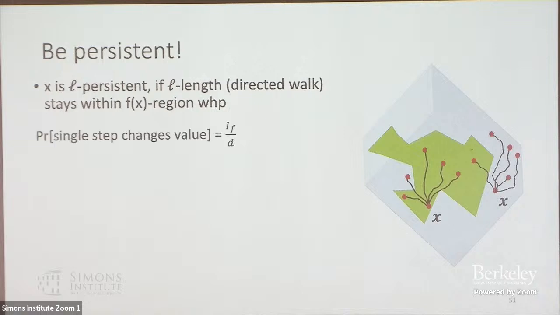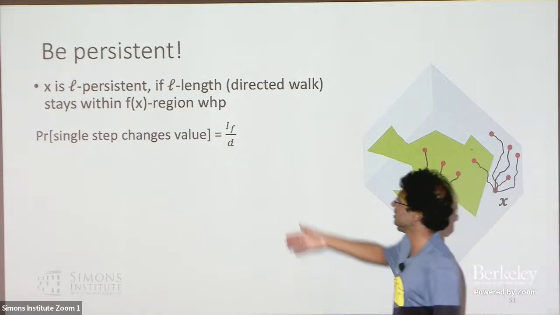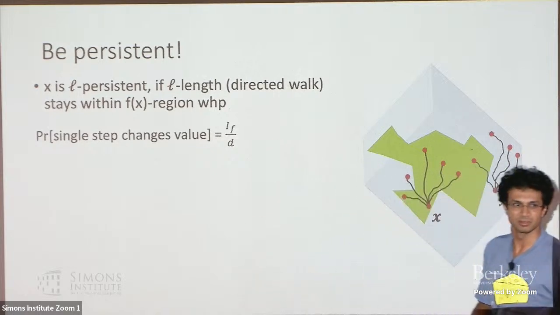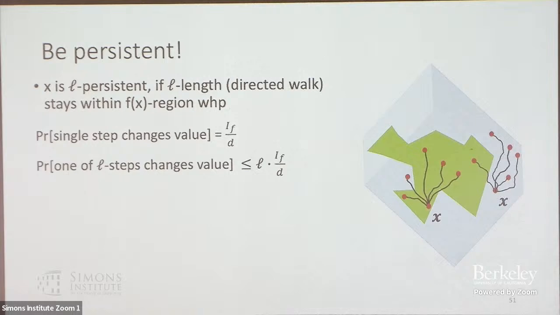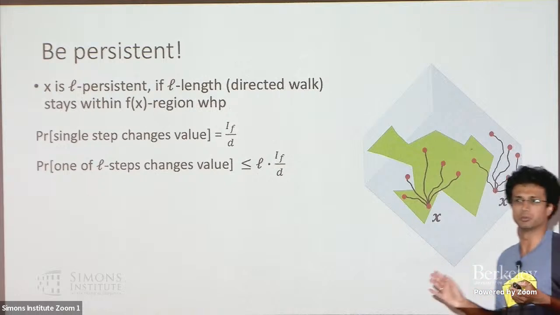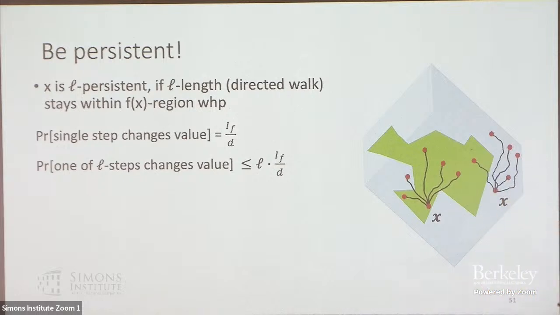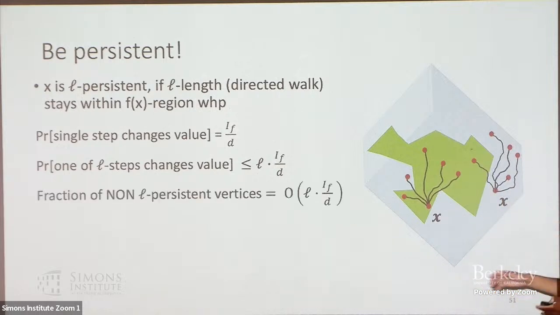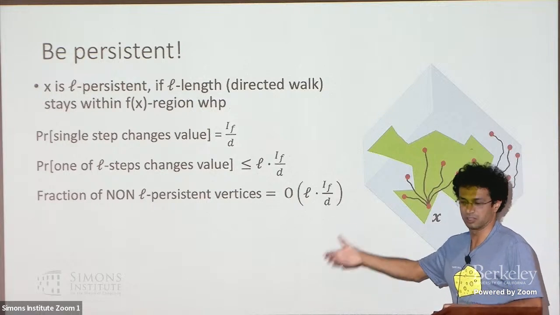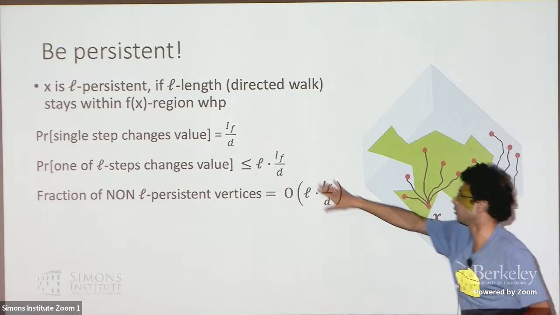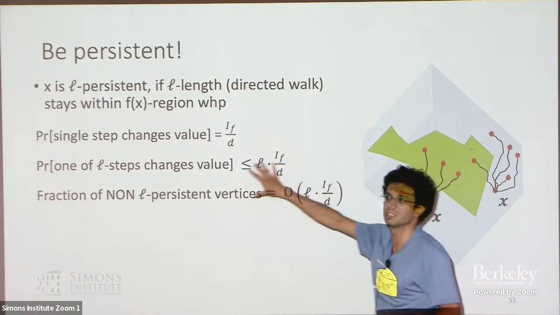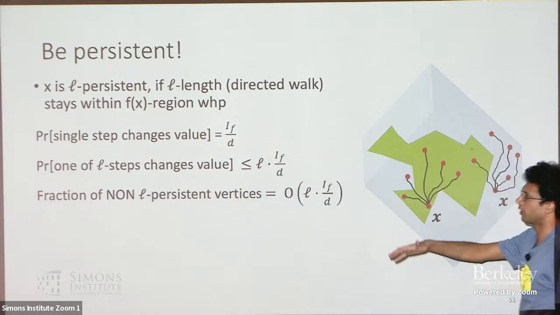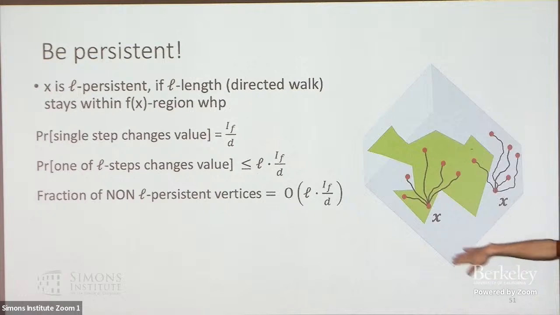So what is the probability that a single step changes the value? Just by guessing and averaging, it's the influence divided by d. What is the probability that L steps change the value? It's at most L times that, just like a simple union bound. By Markov, you can argue that the fraction of vertices that are not persistent is at most O of this quantity, if this is really small. So the fraction of non-L-persistent vertices is L times the influence divided by d.